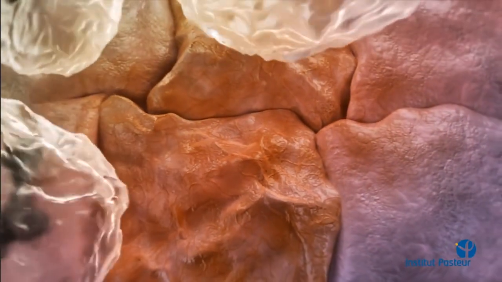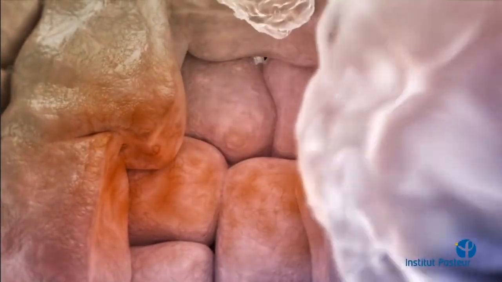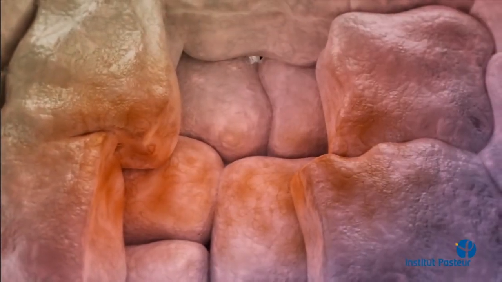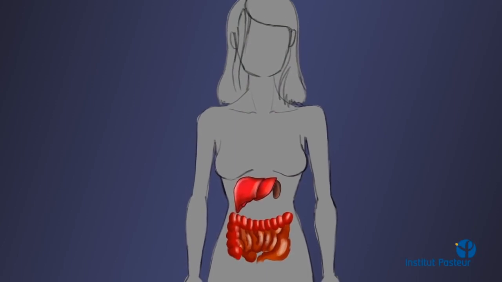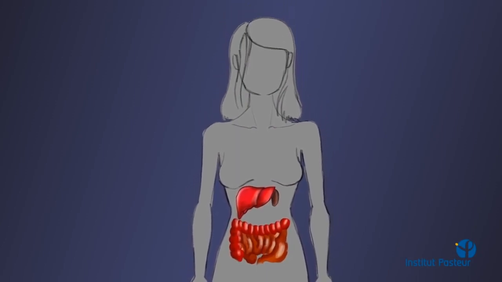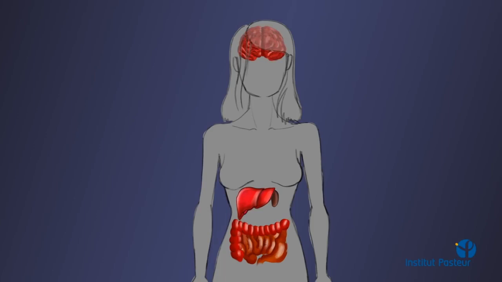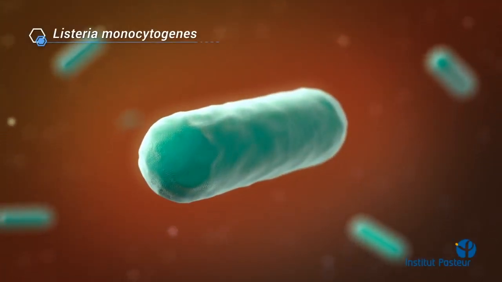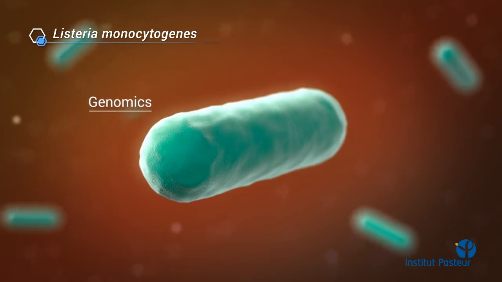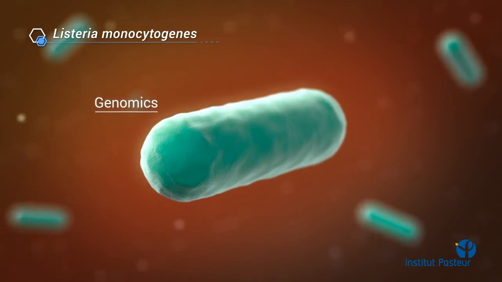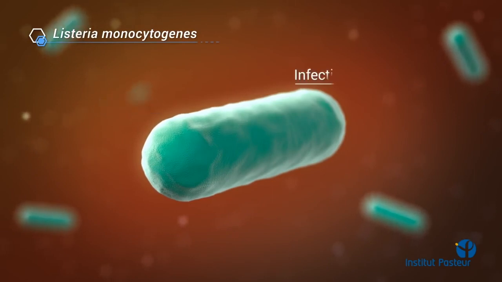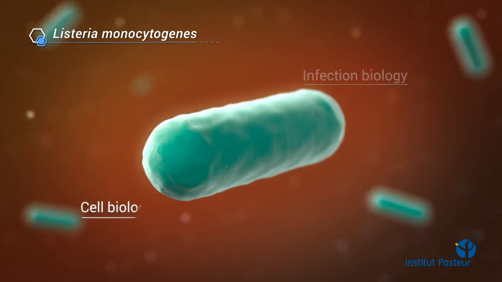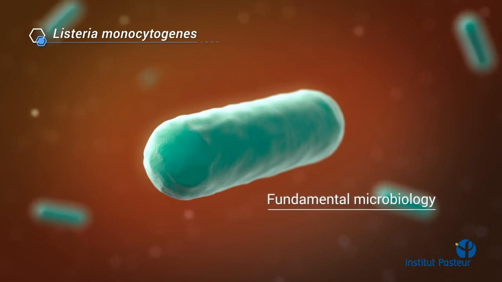In response to bacterial infection, cells of the host immune system, such as neutrophils, are attracted. They can destroy infected cells and bacteria and control the spread of infection. With the help of adaptive immunity, bacteria will be totally eliminated. In immunocompromised individuals, however, it may lead to the most severe symptoms of listeriosis. In 3 decades, owing to multidisciplinary approaches, including genomics, listeria has become one of the best models in infection biology, as well as in cell biology and fundamental microbiology.